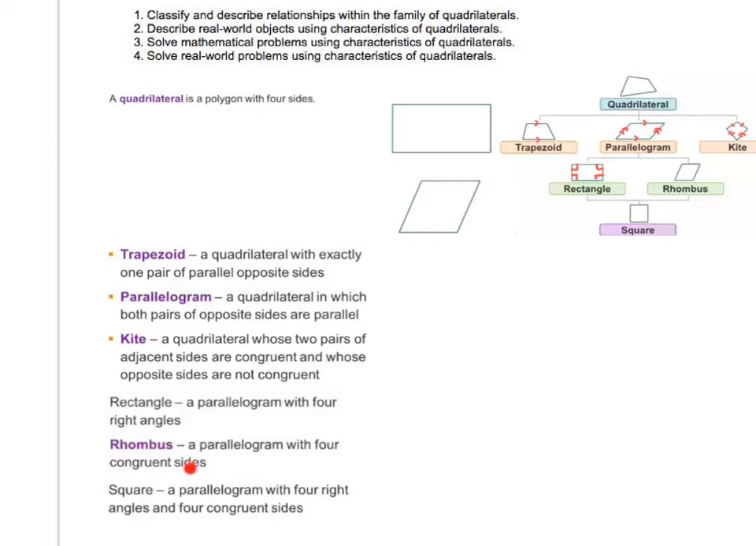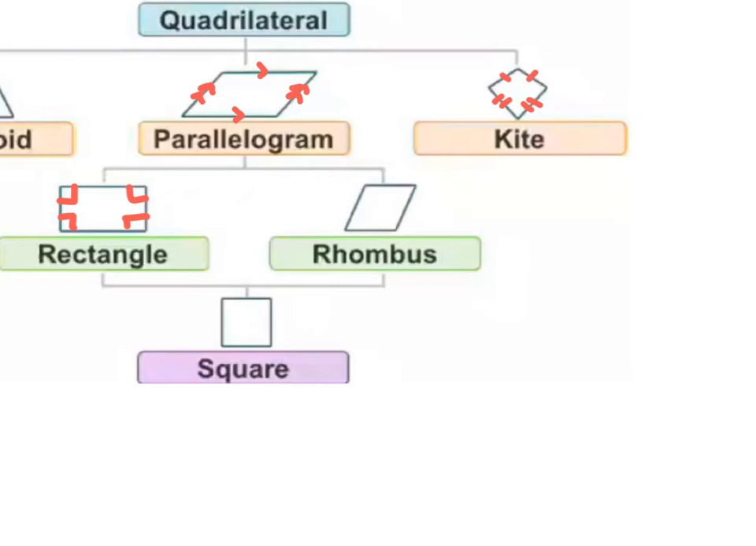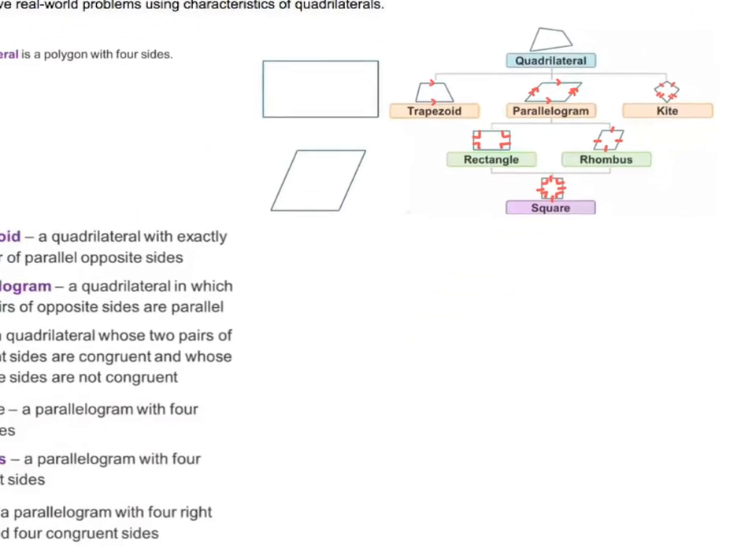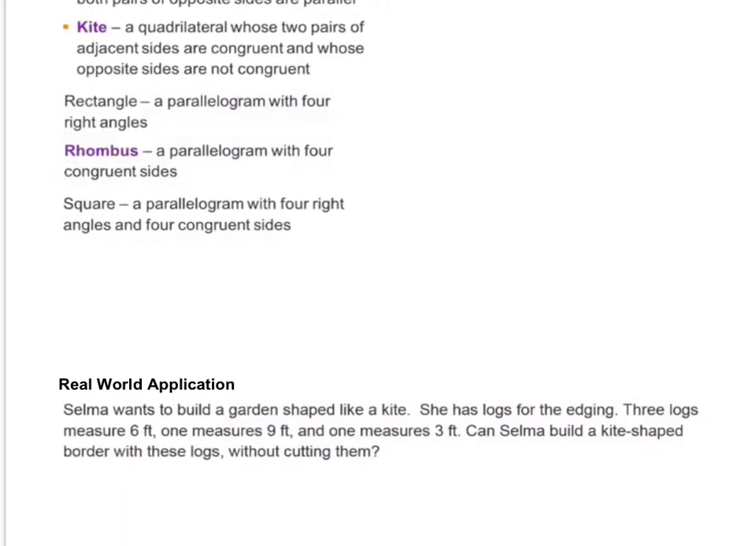A rhombus is a parallelogram with 4 congruent sides. So a rhombus doesn't have right angles, but all sides are congruent. And a square is something where all 4 sides are congruent and you have 4 right angles. So we're just classifying these, and that's all we're doing.